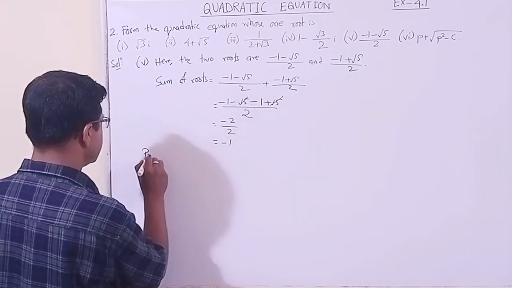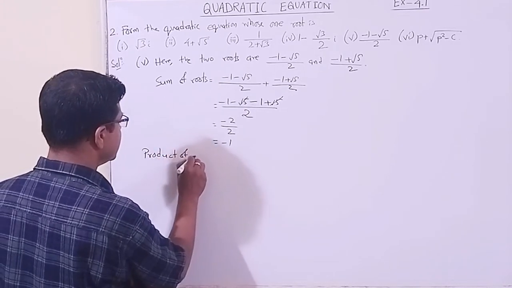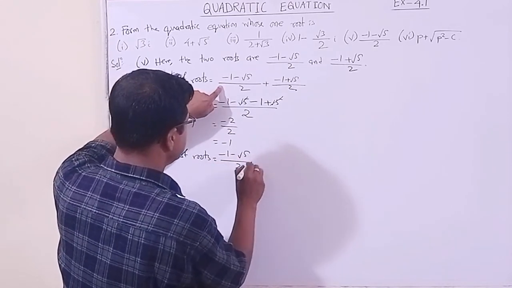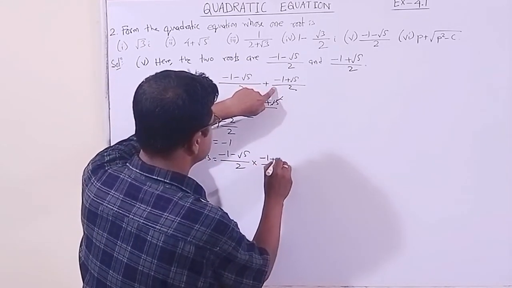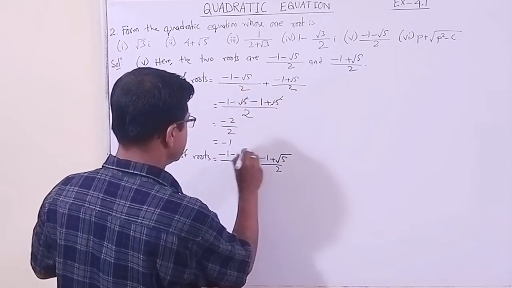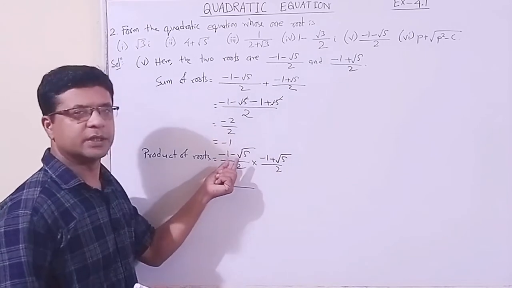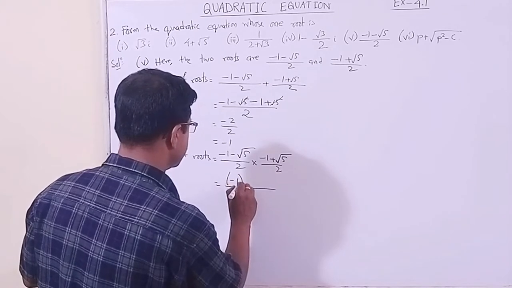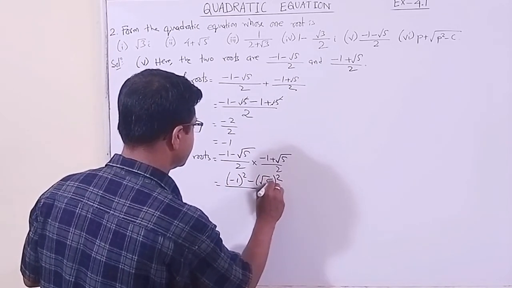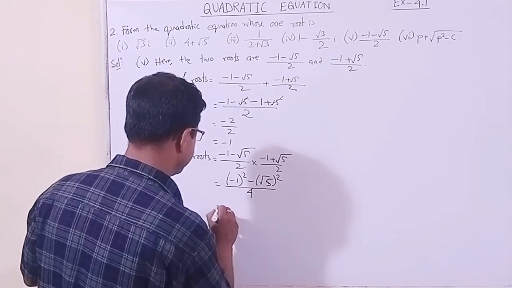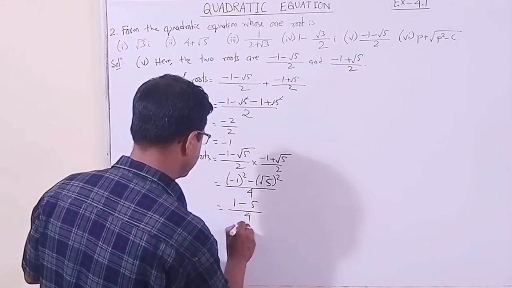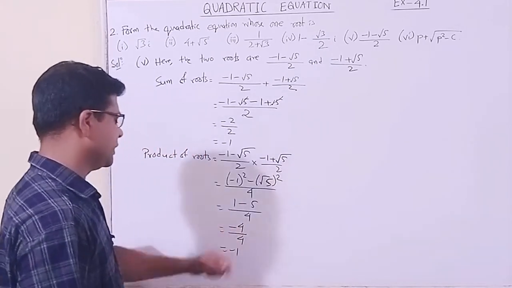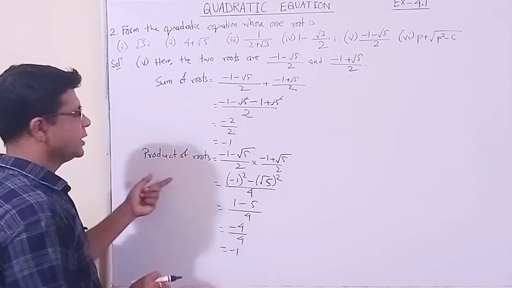Product of roots. This is (-1 - root 5)/2 into (-1 + root 5)/2. Got it? Okay, so this is in the numerator. This is again in the form a minus b into a plus b, which is equal to a square minus b square. 2 to the 4: 1 minus 5 by 4, that is minus 4 by 4, which is minus 1. 1 minus 5 is minus 4 here. So thus we have found the sum of the roots and the product of the roots.